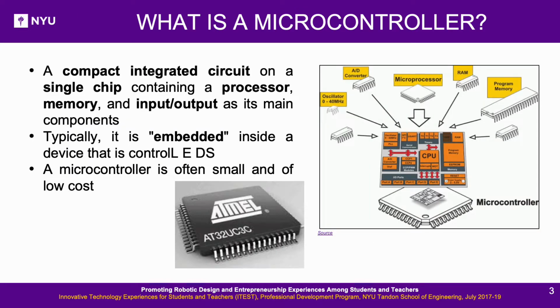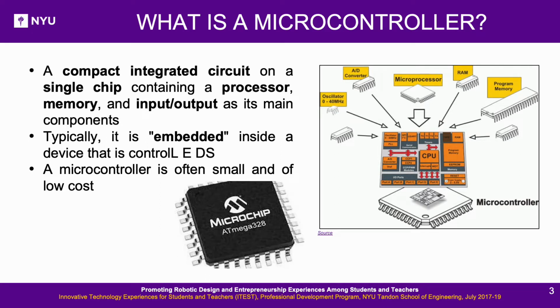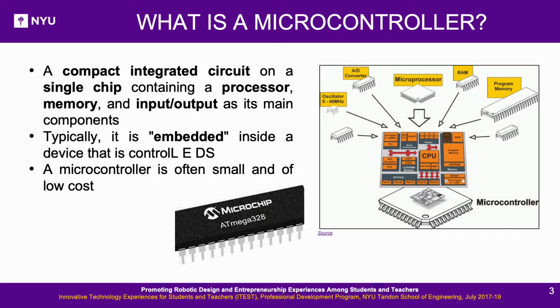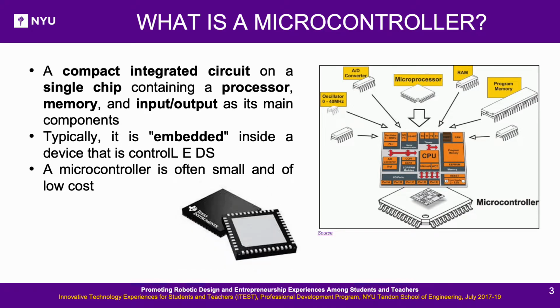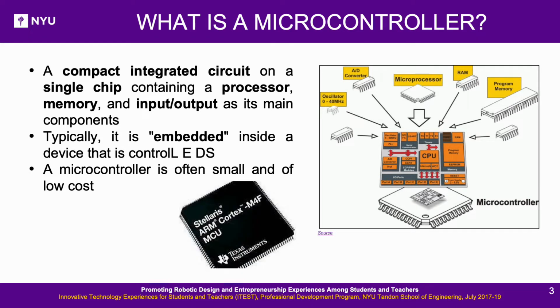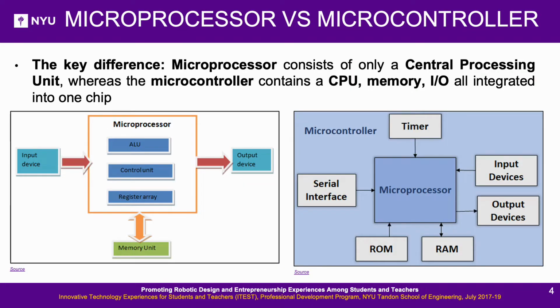What is a microcontroller? It is a small computer on a single chip containing a processor, memory, and input or output as its main components. It is compact and is embedded inside a device that is controlled. It is of low cost and often very small. The key difference between a microprocessor and a microcontroller: a microprocessor consists of only a central processing unit, CPU, whereas a microcontroller contains CPU, memory, input and output devices all integrated into one chip.